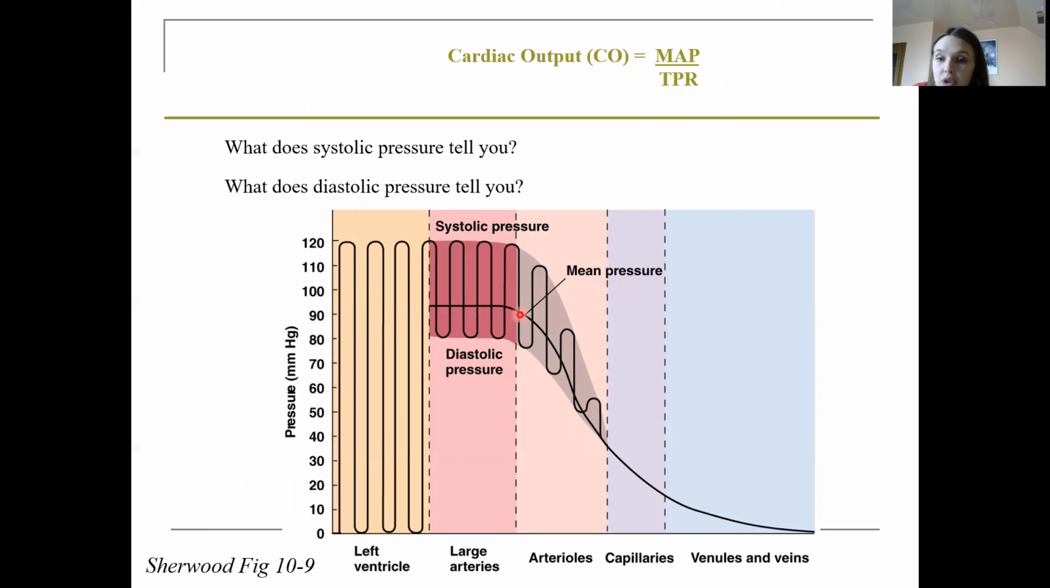Mean pressure, as you can see here, mainly describes the pressure which will be present in the arterioles. Above, you can see that the cardiac output, so the blood flow through the whole circulatory system, depends directly on the mean arterial pressure, and indirectly on the total peripheral resistance. We are going to discuss what these values mean a little bit later.